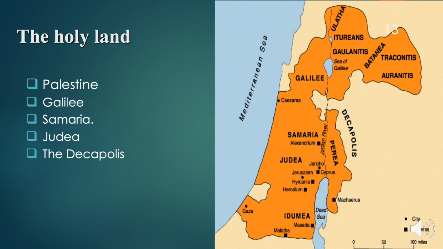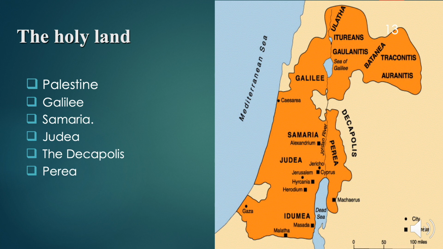Next is the Decapolis. The Decapolis was a group of 10 cities established by the Greeks in the wake of Alexander the Great's conquest. They enjoyed essential independence under Rome. Near Gadara, one of the cities, Jesus allowed demons to enter a herd of swine. Jesus became popular in the Decapolis.